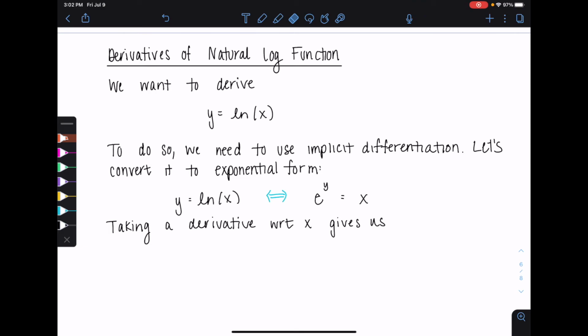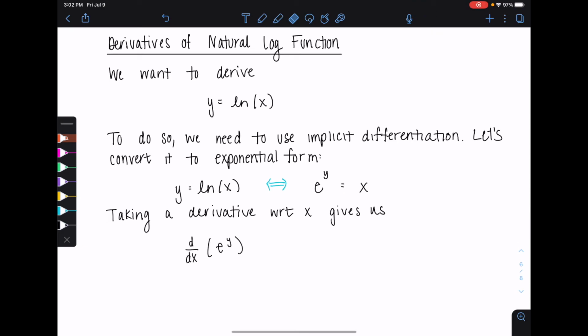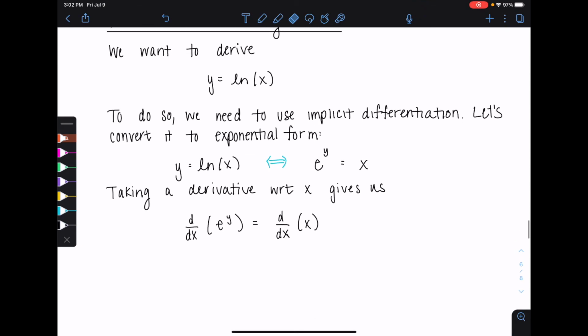So taking a derivative with respect to x gives us the derivative with respect to x of e to the y is the derivative with respect to x of x. Now, these are different variables, so thinking of our implicit differentiation, derivative of e to the y is e to the y, but you get that y prime attached from the chain rule. On the right-hand side, those match up, so we don't need to worry about that. The derivative of x is 1.